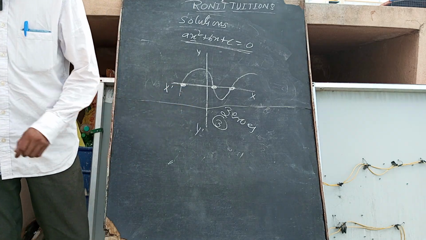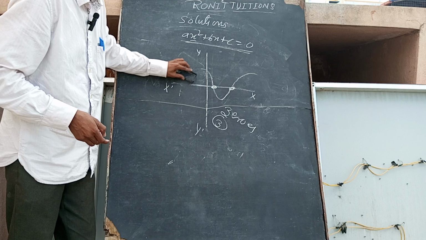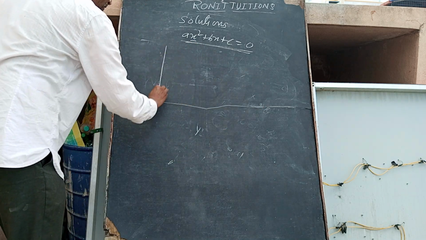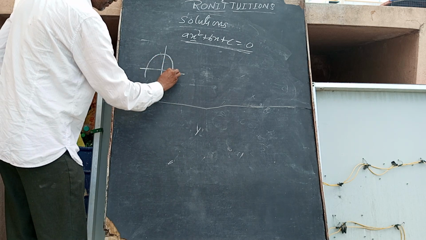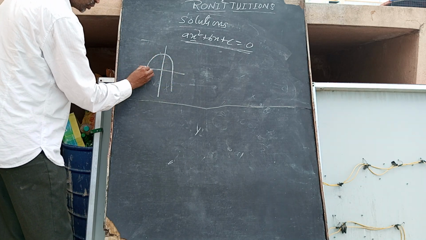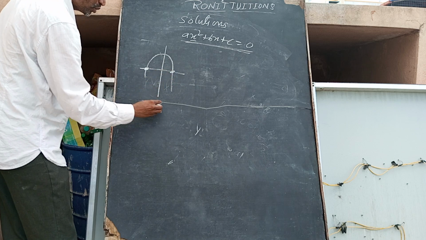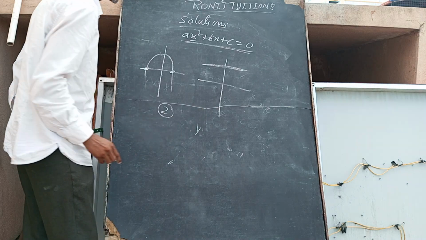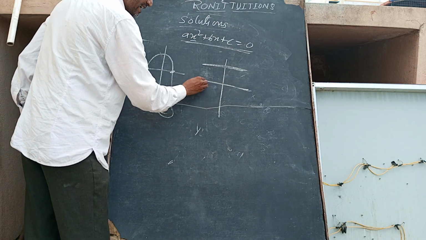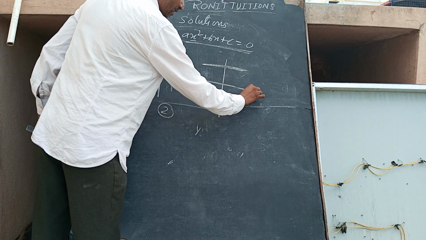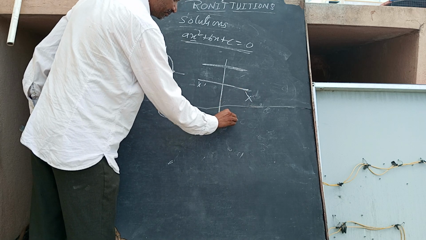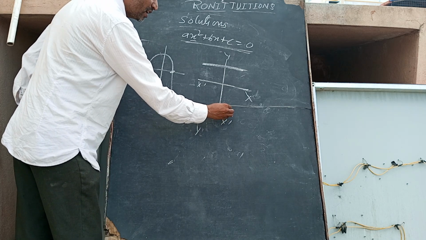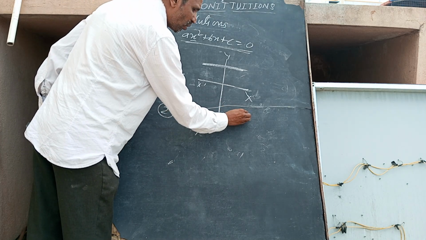Suppose the graph will become like this, a parabola. So here the cut happens, here the cut happens. So how many zeros are there? 2 zeros are there. Suppose the graph is like this, so how many places does the x axis cut happen? No place. This is the x axis. So only the y axis cut happens in that. So how many zeros are there? Only 1 zero is there. That is the 0 only.